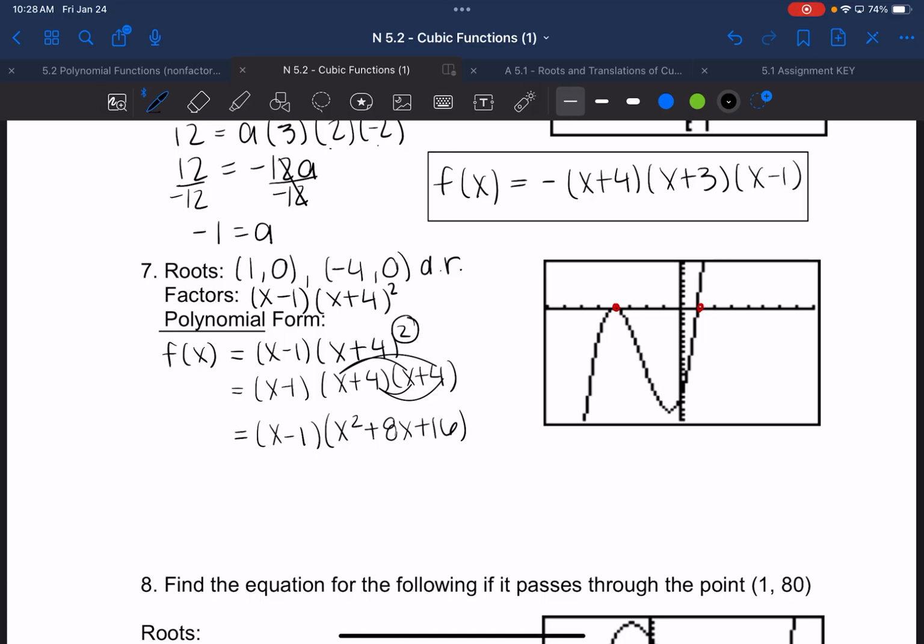Now we still have to multiply that by the other factor, the x minus 1, right? Okay, so what's x times x squared? X cubed. What's x times 8x?